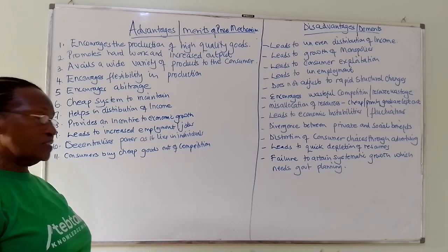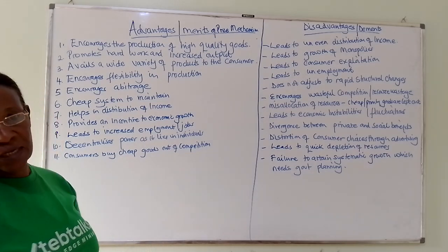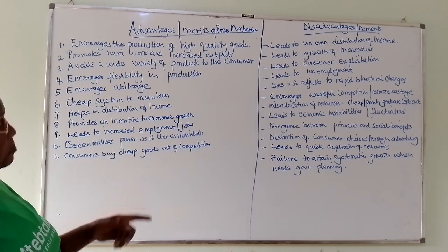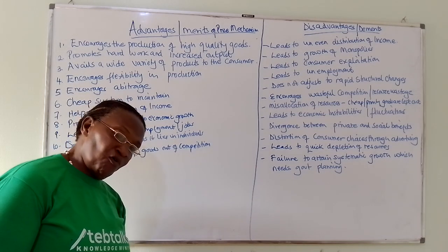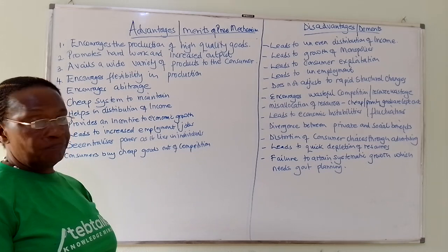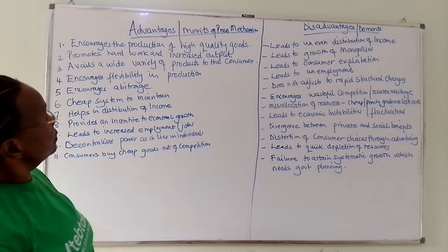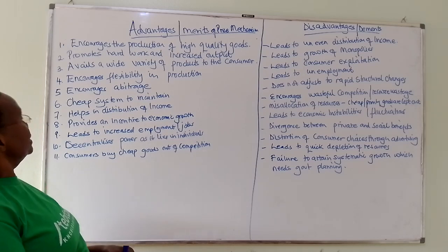As resources are versatile, they can be employed in a multiplicity of activities, so there is a lot of flexibility in production where resources move from where they are not highly paid to where they are highly paid, and that is indicated by their prices.